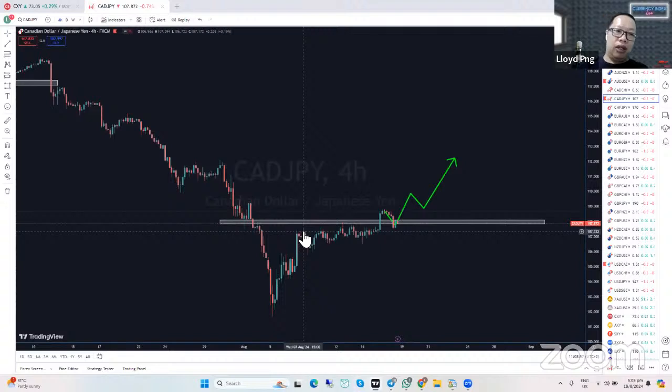Now, CAD yen compared to dollar CAD is a bit harder to trade. It doesn't really have a nice uptrend path yet. You can see that basically price reverses from here and then it consolidates. Some might even spot this as a rising wedge, rising triangle. Price broke and retested this level very, very nicely.